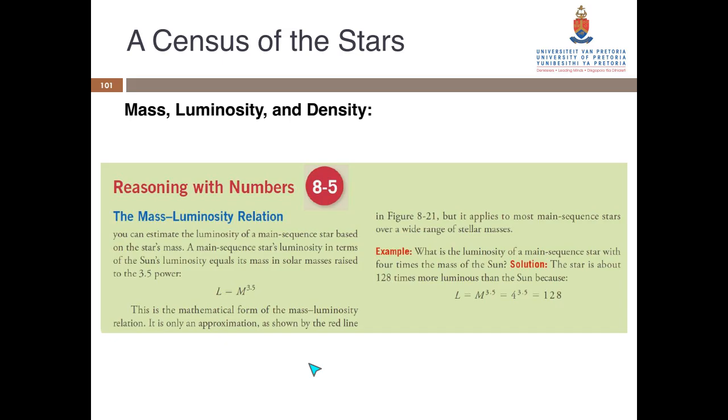So you can estimate the luminosity of a main sequence star based on the star's mass. Main sequence star luminosity in terms of the sun's luminosity equals its mass in solar masses raised to the power 3.5. This is the mathematical form of the mass-luminosity relation, and it is only an approximation, as shown by the red line. As an example, what is the luminosity of a main sequence star with 4 times the mass of the sun? The solution: the star is about 128 times more luminous. You take the L, plug the 4 into the M, and you get your answer.